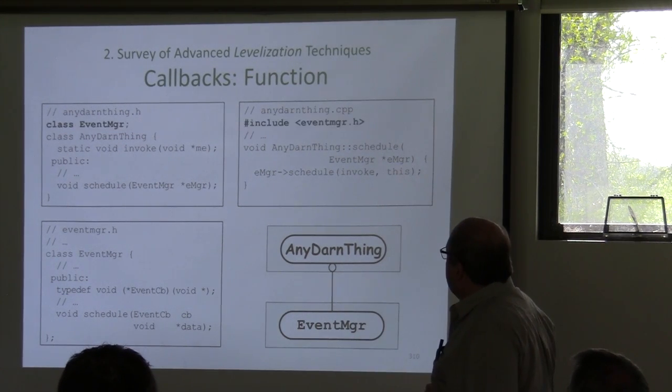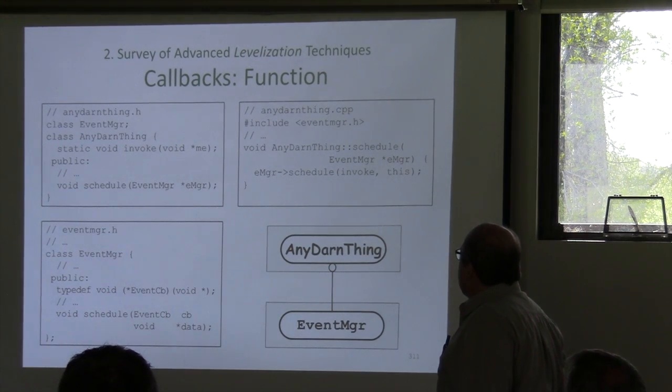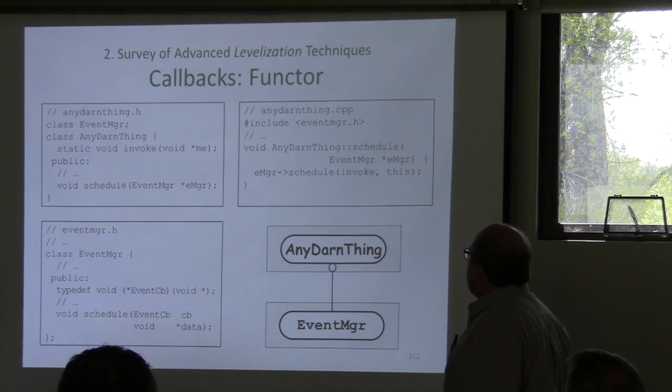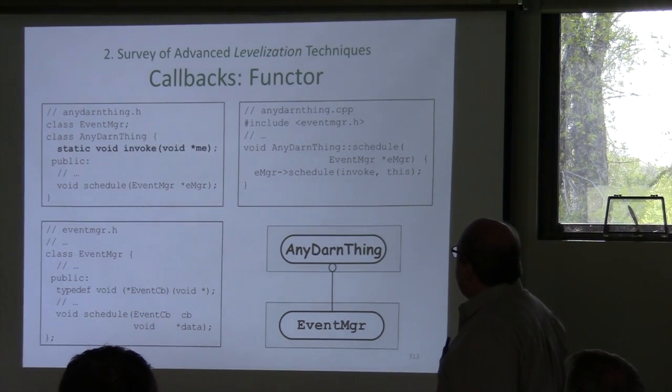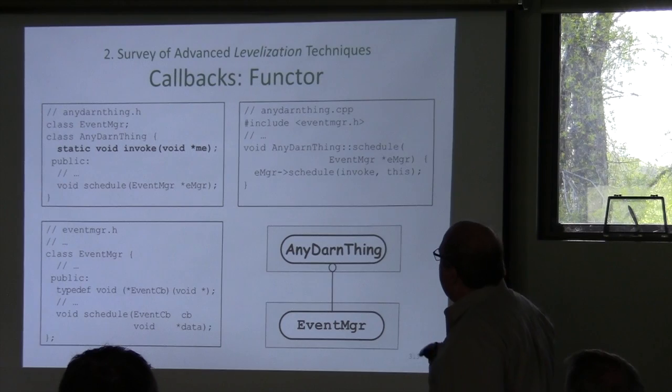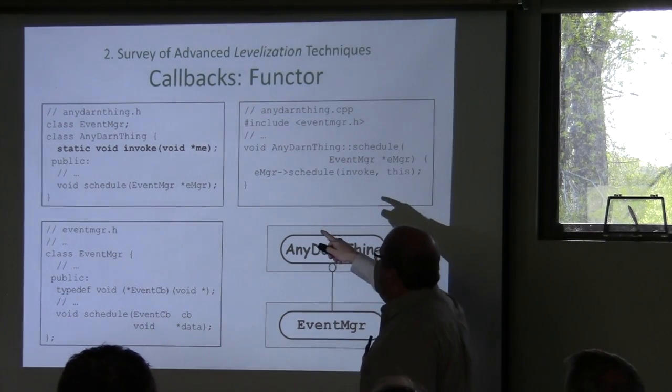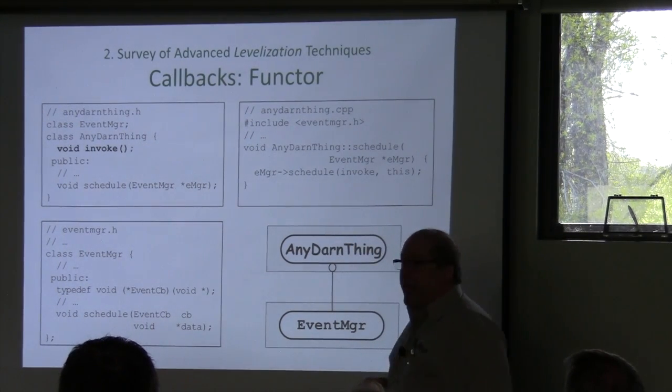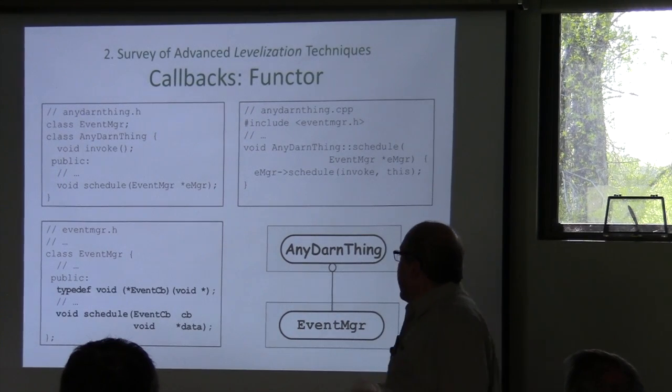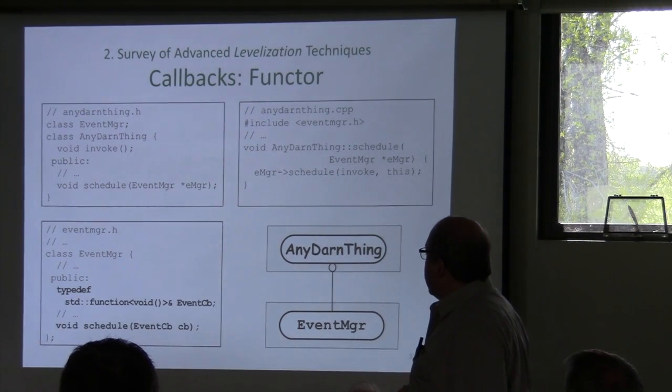And then now we're going to move things around a little bit. We're going to use callbacks. So now, functors. So now, this invoke that used to be this function that took a void star is now just an invoke me. And we're going to change this to a function object.